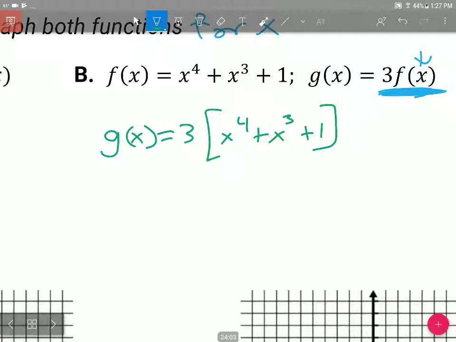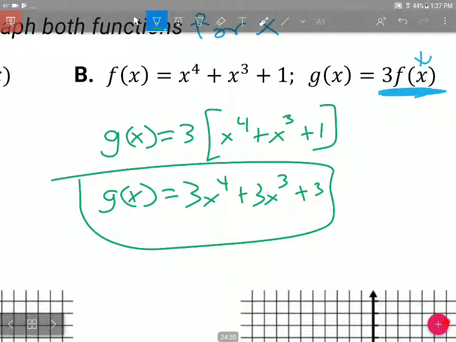All right, so clean it up. So where are we going from there? Exactly. Just distribute it. Basically, we're cleaning it up is all we're doing. All right? So g of x equals 3x to the fourth plus 3x cubed plus 3. Just distribute it, and you're done. And when it comes to graphing, just plug it in and graph it. Cool? Don't overthink these.